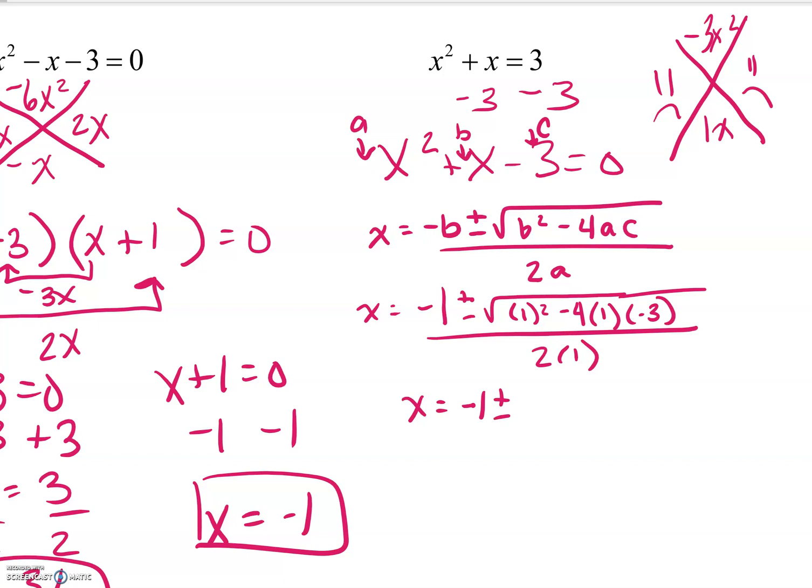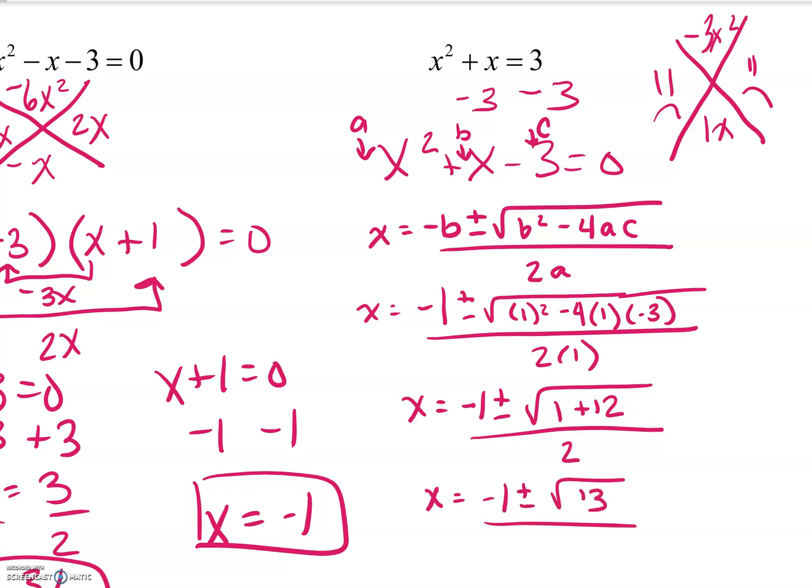Negative 1 plus or minus, I'm going to work inside the radical first. I know that 1 squared is 1. And then if I think about these three numbers, negative 4 times 1 is negative 4. Negative 4 times negative 3 is positive 12. All over 2 times 1 is 2. And lastly, I know that 1 plus 12 is 13. From here, I ask myself if I can simplify the square root of 13. And it's not a perfect square, and there are no perfect squares that go into 13, so this is my final perfect beautiful answer.